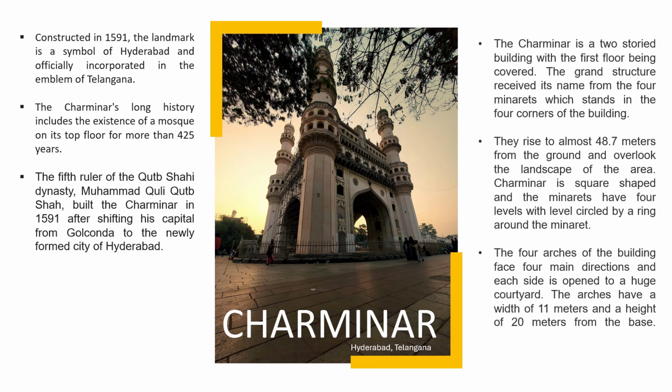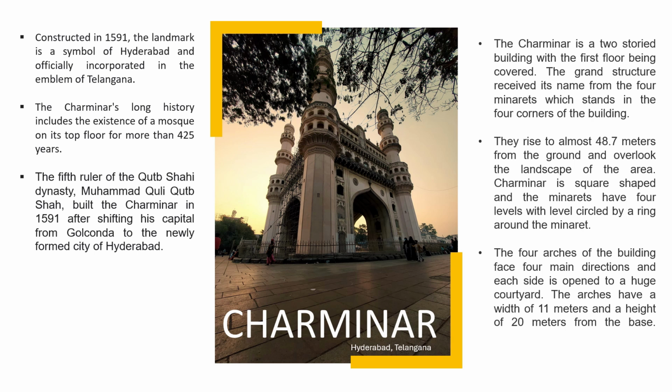And it is a stunning masterpiece of Indo-Islamic architecture, built by Quli Qutub Shah in 1591 with intricate carvings, in honor of his wife Bhagwati. So talking about the Charminar, it is a two-story building with the first floor being covered. The grand structure received its name from the four minarets which stand in the four corners of the building. They rise to almost 48.7 meters from the ground and overlook the landscape of the area.